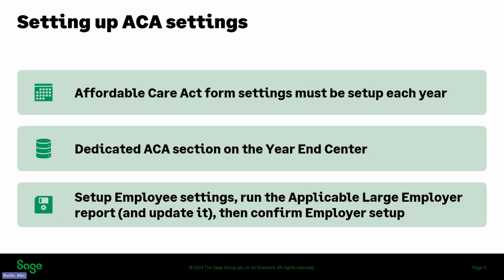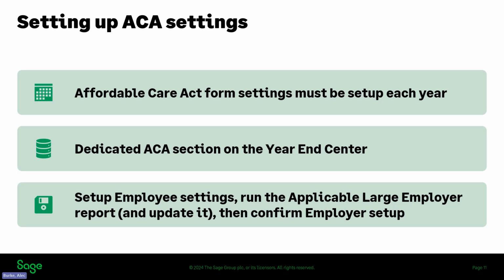Okay, so next up, everybody's favorite, Affordable Care Act forms. To start, the settings for the Affordable Care Act forms must be set up each year. There is no option to copy from one year to the next. And the regular payroll processing just doesn't have the information required for the ACA forms. That's another common question. You're processing health insurance deductions for your plans. The information for the ACA forms is more than just that.